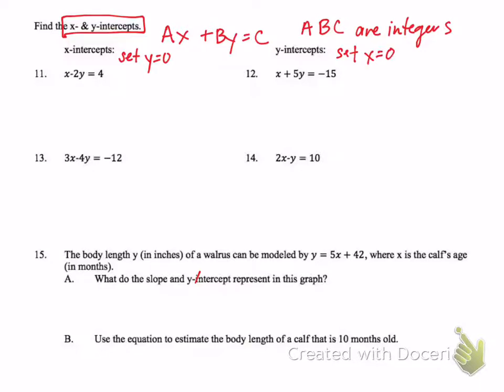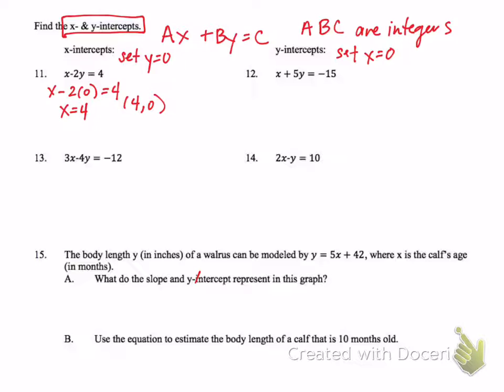So if we look at number 11, to find the x-intercept, I'm going to set y equal to 0. So it would be x minus 2 times 0 equals 4. So x equals 4. I do want it written in an ordered pair. So if it's an x-intercept, then the ordered pair would be 4, 0.